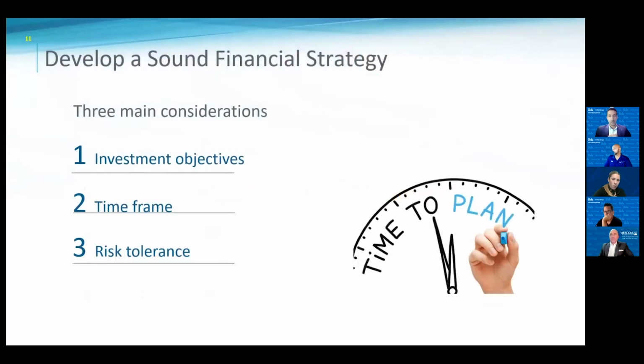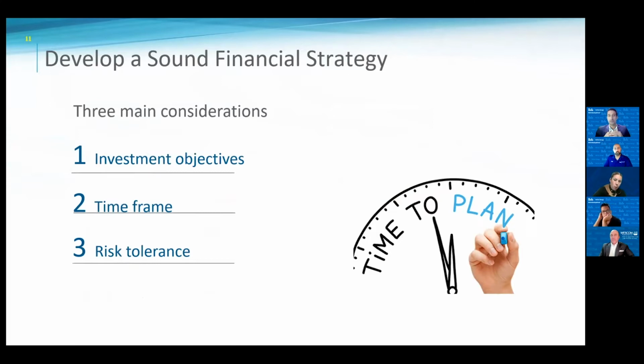So we're going to cover these 4 things here. The first one is developing a sound financial strategy, right? And the 3 main things that we're going to be talking about is your overall investment objective with a particular sum of money, right? What is the goal? What is the why? Why are we putting money away? Is it long-term? Is it short-term? That's what the second thing here is, the time frame, right?